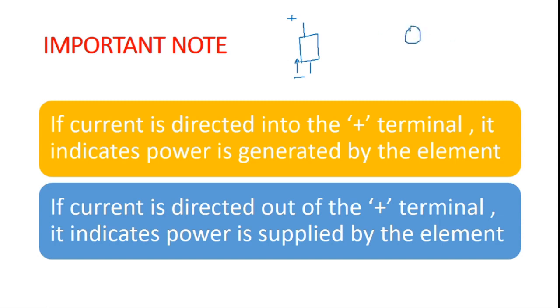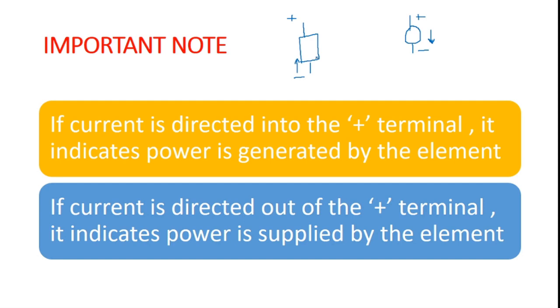Whereas, let me take another element. Let me have it like this. Let this be positive and let this be negative. Now, when current is directed out of the positive terminal, so this is the positive terminal and I'm coming out of it, then it indicates power is supplied by the element. So if the arrow mark is outside the positive terminal, then this element absorbs all the power and only the balanced power will come out. Whereas if it is towards the positive terminal, then this element generates the power required to run the circuit.